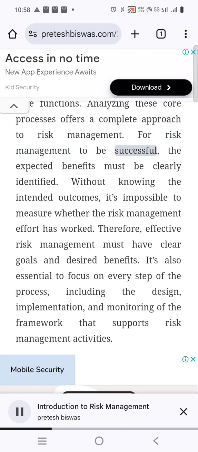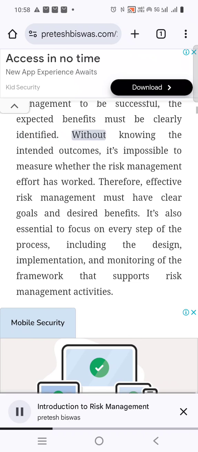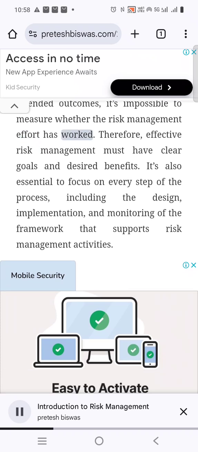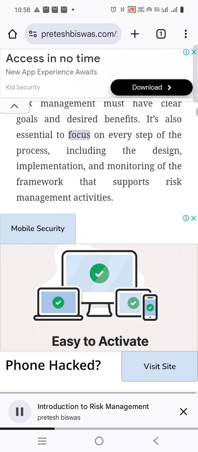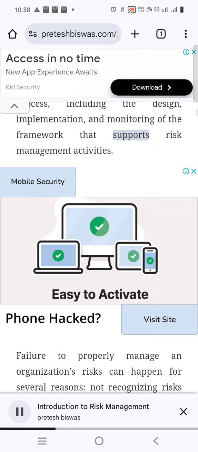For risk management to be successful, the expected benefits must be clearly identified. Without knowing the intended outcomes, it's impossible to measure whether the risk management effort has worked. Therefore, effective risk management must have clear goals and desired benefits. It's also essential to focus on every step of the process, including the design, implementation, and monitoring of the framework that supports risk management activities.